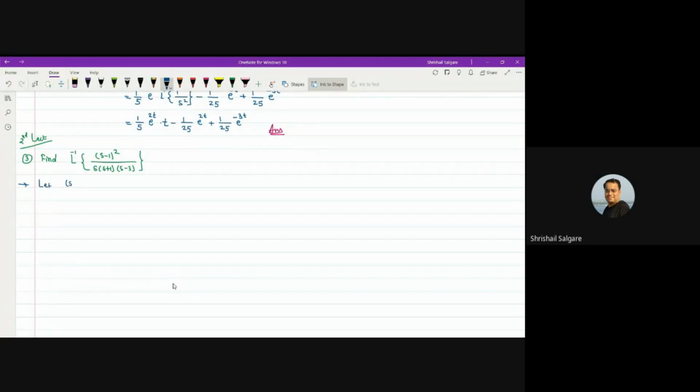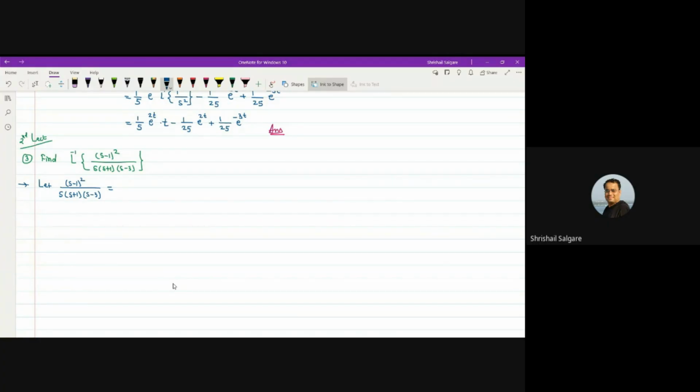What is the degree of numerator? Suppose this is (s minus 1) whole square divided by s into (s plus 1) into (s minus 3). So the degree of numerator is 2 and the degree of denominator is 3. Once again, the degree of numerator is less than the degree of denominator, so you can apply the partial fraction method.